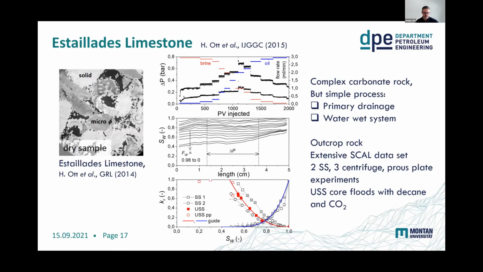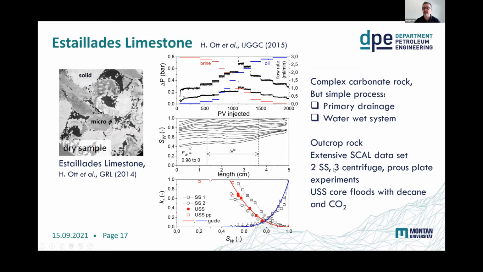Good. So now, I'm quite late already. Okay, let's go through this. This is now an example, Estaillades limestone, where the world is not that simple like with the synthetic data sets, right? It's a complex carbonate. You see here macro and micro porosity embedded, so to say. These are steady state experiments. You see here this capillary end effect. And here are the analytical solutions out of two steady state experiments.